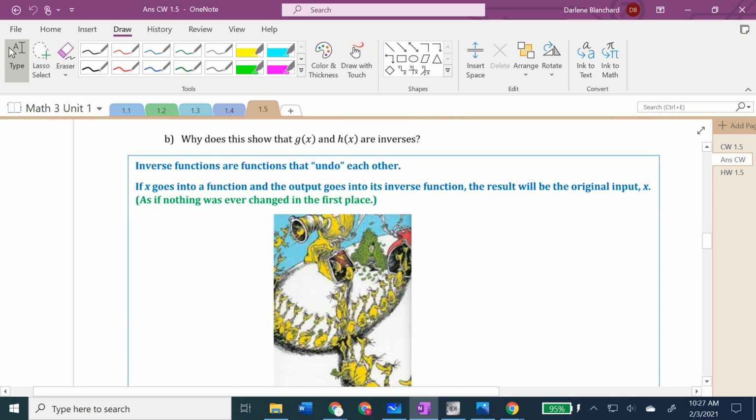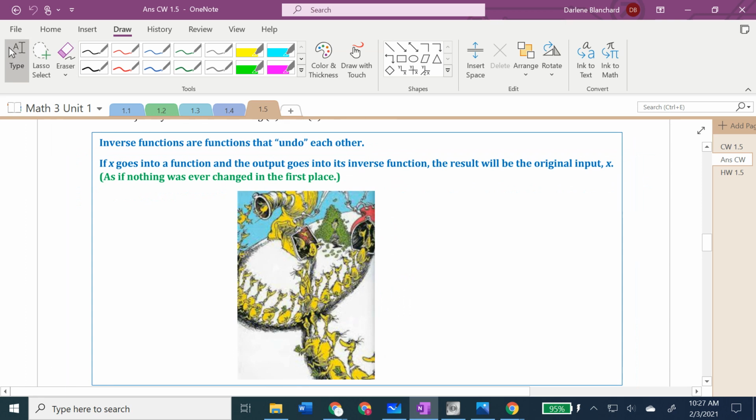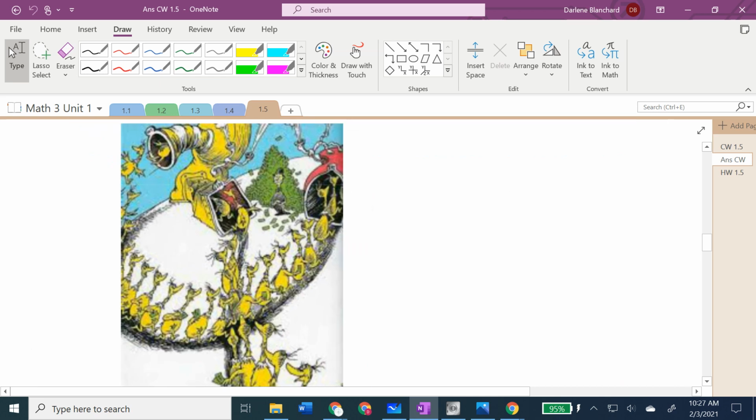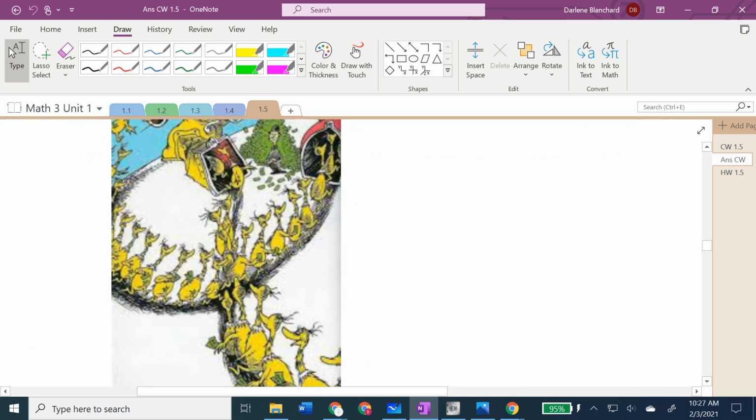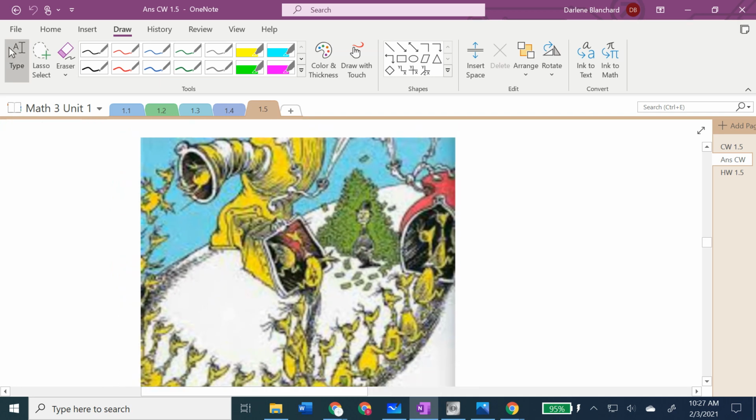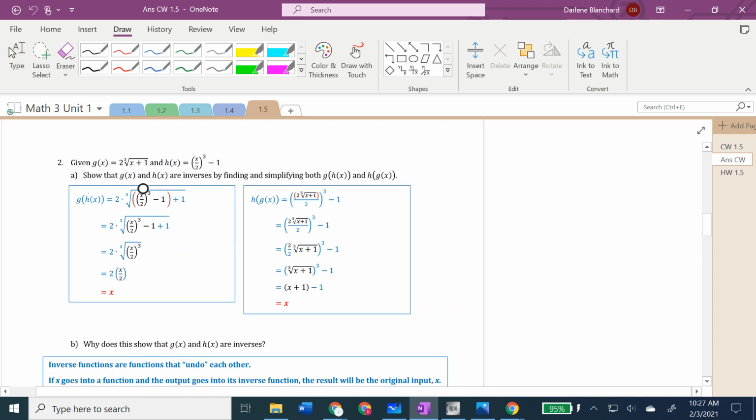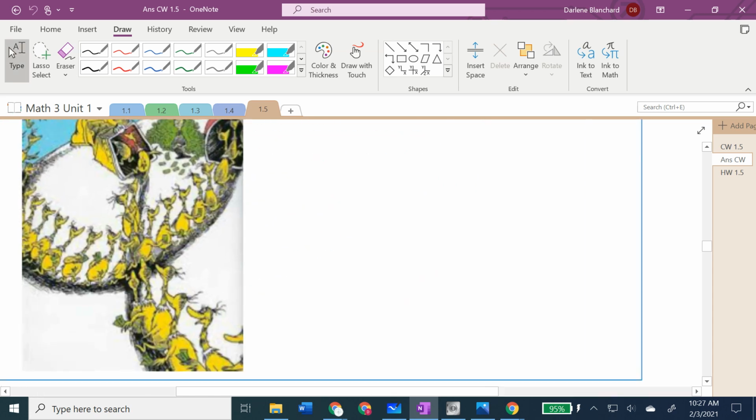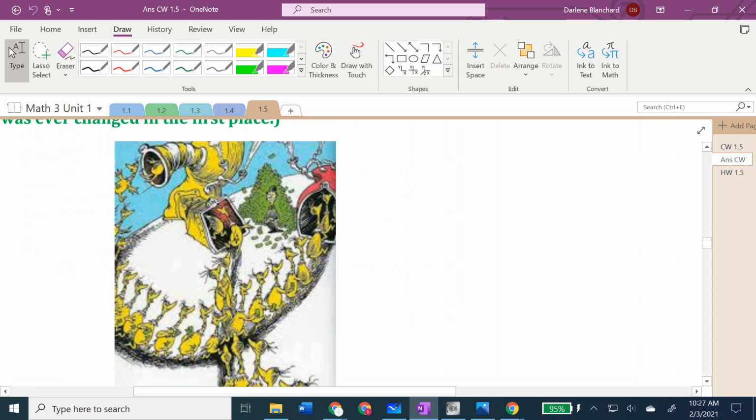Now, do you guys remember the Dr. Seuss book, The Sneetches, with stars on Mars? This is the perfect example of what an inverse is. So I can't even tell which one is the star. Oh, it looks like the yellow is the star on the machine because I see a star there. And the red machine is the star off machine.